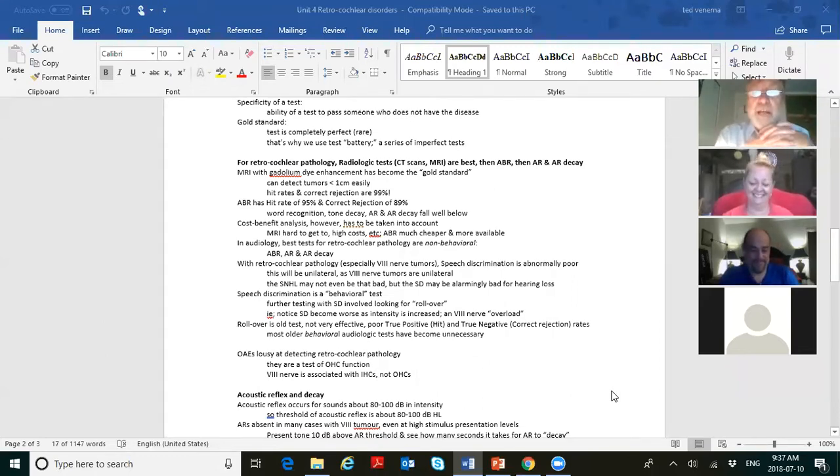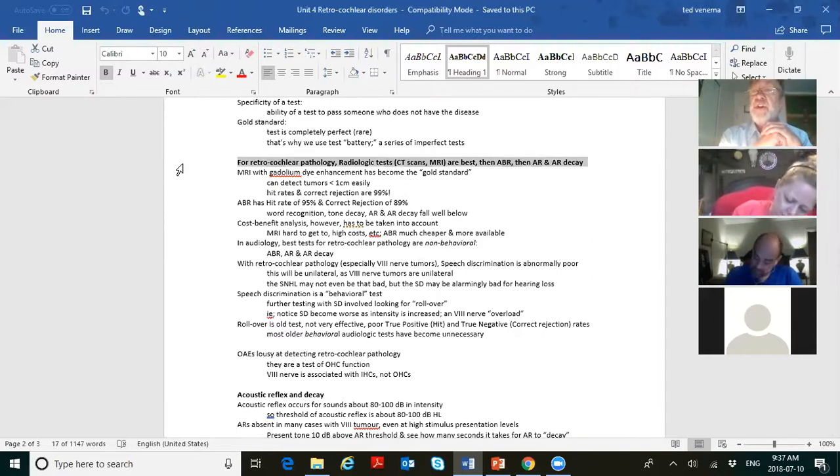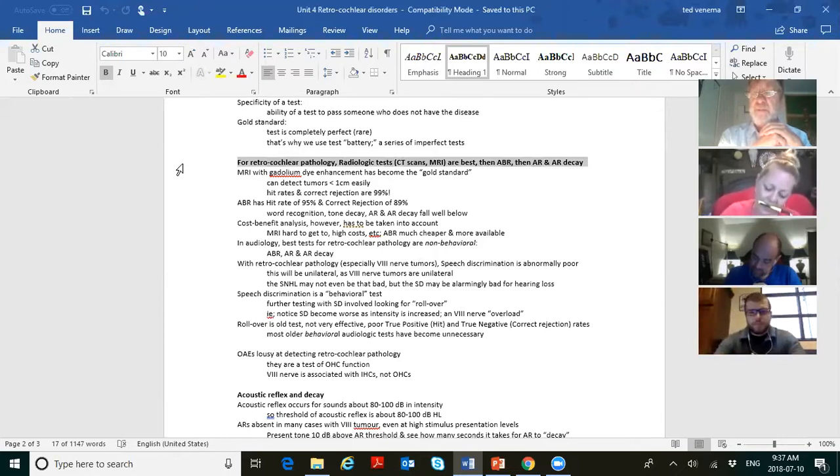Okay, so look at tests for retrocochlear pathology that I have highlighted right here. The best ones are radiologic: CAT scans and MRIs. And of the two, MRIs are better. Look at what they stand for: magnetic resonance imaging. CT scans, they just put an A in there so you can say it like cat, okay?